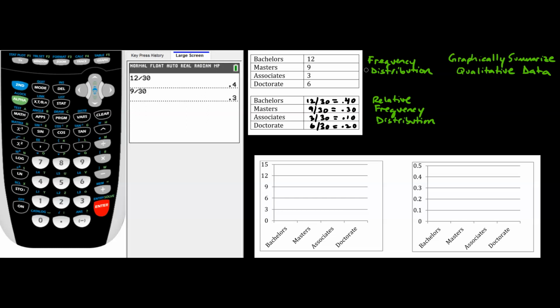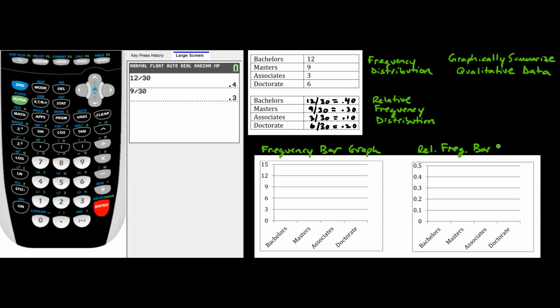So what do we do with either a frequency distribution of qualitative data like we have here, or a relative frequency distribution? Like I was saying, we want to graphically summarize that. So down here, we could sketch this out. We could say, okay, well, a bachelor's category is going to go up to 12. This is going to be my frequency bar graph right here. So let me label that. This is my frequency bar graph. And then this one is going to be my relative frequency bar graph.